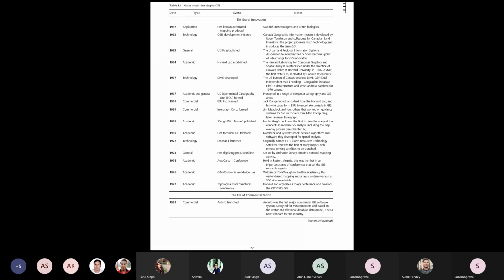The company ESRI was established in 1969, but its product came in the year 1981, and the name of that product was Arc Info. Arc Info is considered the first major commercial GIS software. And you will find the use of ArcGIS a lot in most of the companies working in the field of GIS. ESRI is not just launching different softwares, but they are also doing a lot of training sessions, conferences and other things.